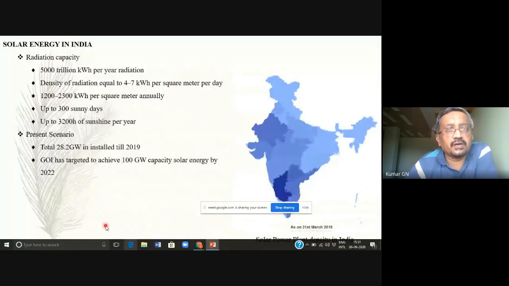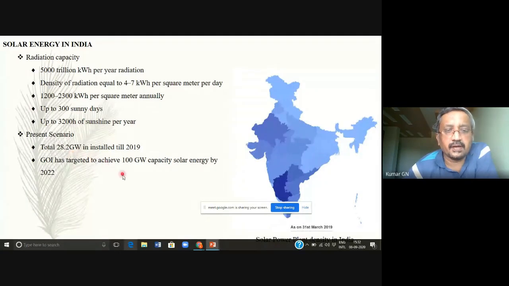This information you can see, that is from the solar. It is coming per year. That is 5,000 trillion kilowatt hour per year radiation is coming from the sun, and it can be converted. Even if you convert 1%, it becomes huge. A density of radiation equal to 4 to 7 kilowatt hour per square meter per day. So these are all technical data. Present scenario, as I already pointed out, around 30 gigawatts is installed.